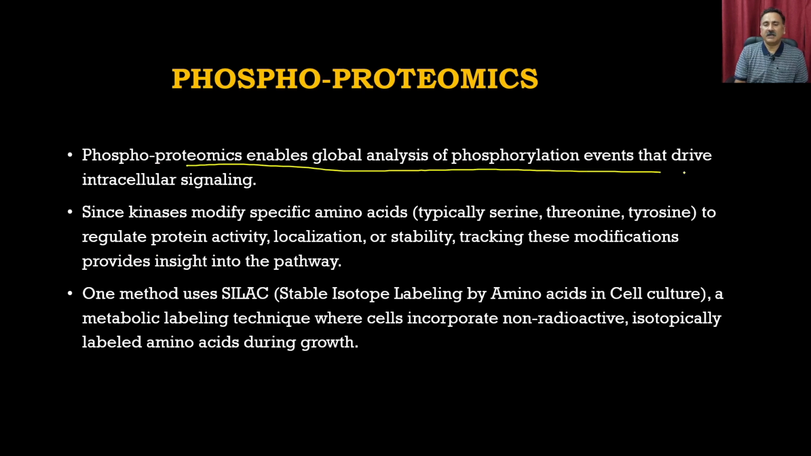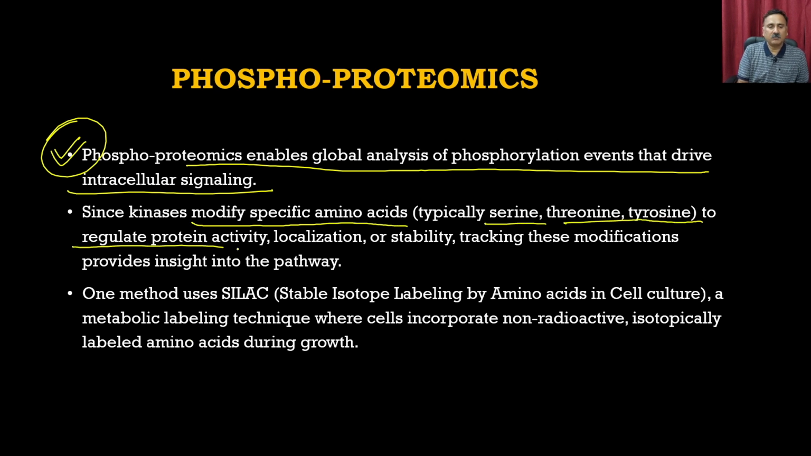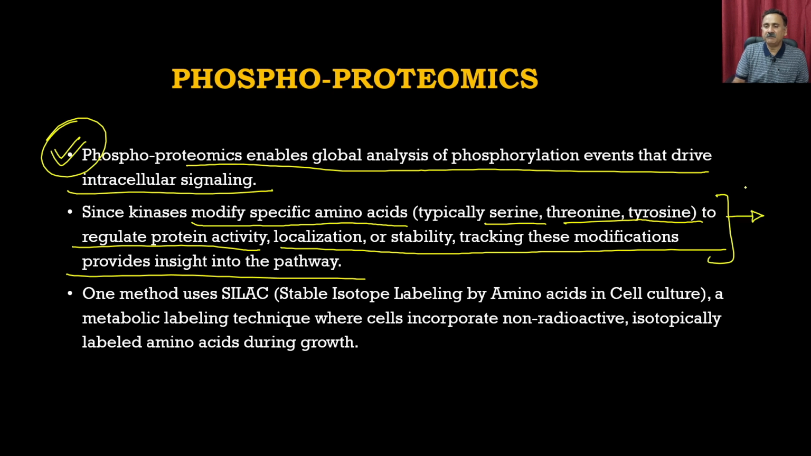Phosphoproteomics enables the global analysis of the phosphorylation events that drive intracellular signaling, and that is the main purpose of doing phosphoproteomics. You are going to see all the proteins present in the cytosol or different organelles. Since kinases modify specific amino acids, typically serine, threonine, and tyrosine, to regulate protein activity, localization or stability, tracking these modifications provides insight into the pathway. So basically, it is going to give you the key proteins that could be involved, right? And then you can do Western blotting to identify and verify these studies.